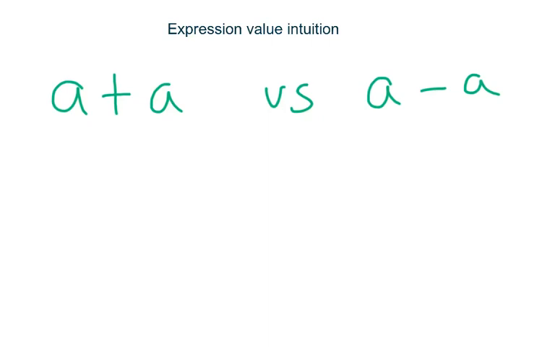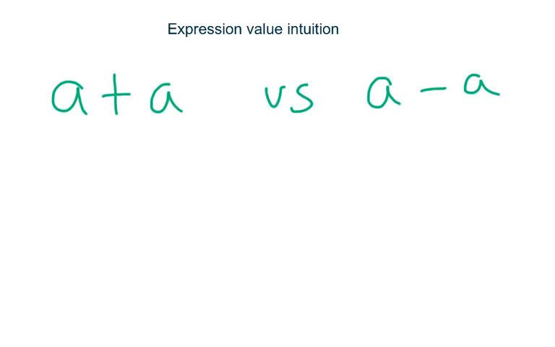All right, so we're looking at value expressions and value intuition. We have to determine how a value either increasing or decreasing for a variable affects the overall expression. Sometimes they're fairly straightforward, sometimes they're not.